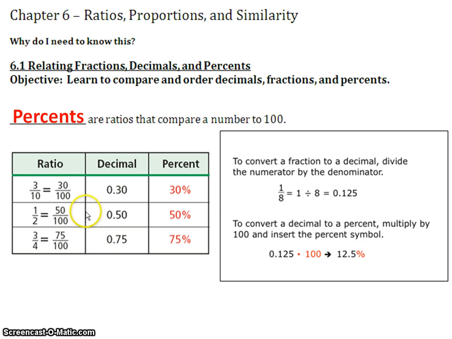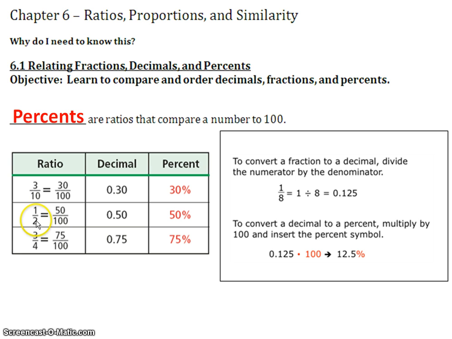On the left hand side, we've got an example of ratios, and their decimal and percent equivalents. The ratio of 3/10 is equivalent to 30 over 100. Remember that percents are ratios that compare a number to 100. So with 30 over 100, 30 is our percent because it's out of 100. From a ratio to a decimal, remember, numerator divided by denominator, so 3 divided by 10 comes out to be 0.3.